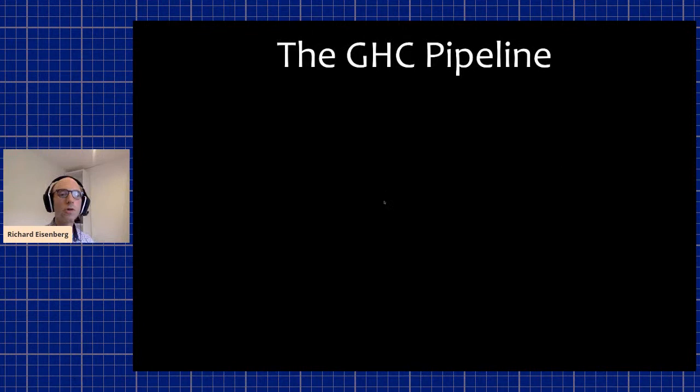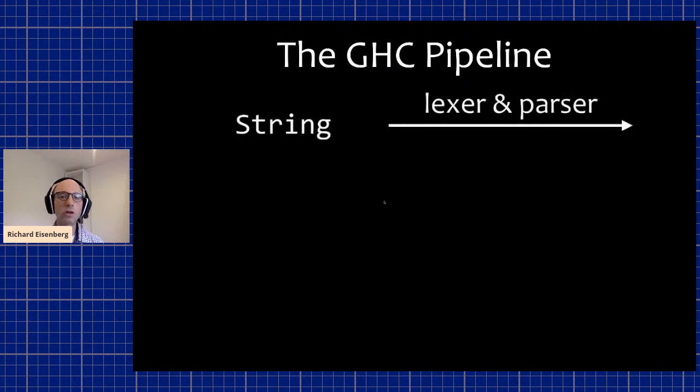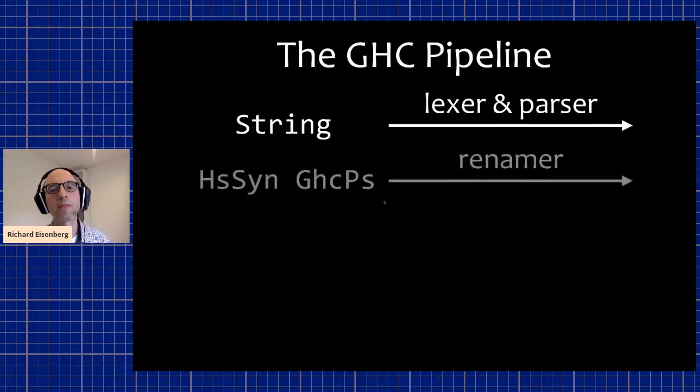So before we get to the code, I want to review the GHC pipeline. We start with a string, right? This is the file on disk, and then that goes through the lexer and the parser. The lexer is written using Alex, the Haskell tool, and the parser is written using Happy. And then that produces this thing I'm writing here, HsSyn GhcPs.